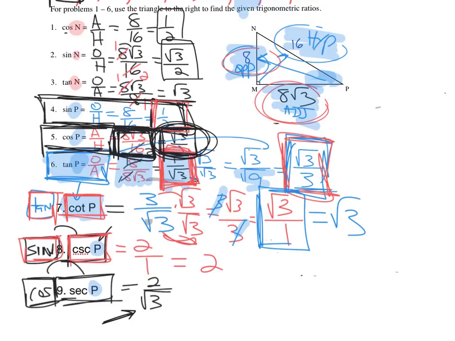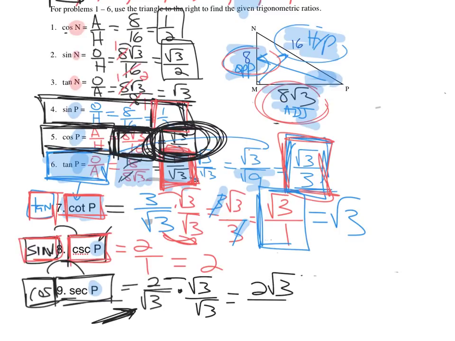So there's no shortcut. Here we just have the reciprocal of radical 3 over 2, which is 2 over radical 3. So I'll have to multiply both the top and the bottom by radical 3 to get 2 times radical 3, or 2 radical 3, over radical 3 times radical 3, which is the number 3. So that's what the secant of angle P turned out to be.